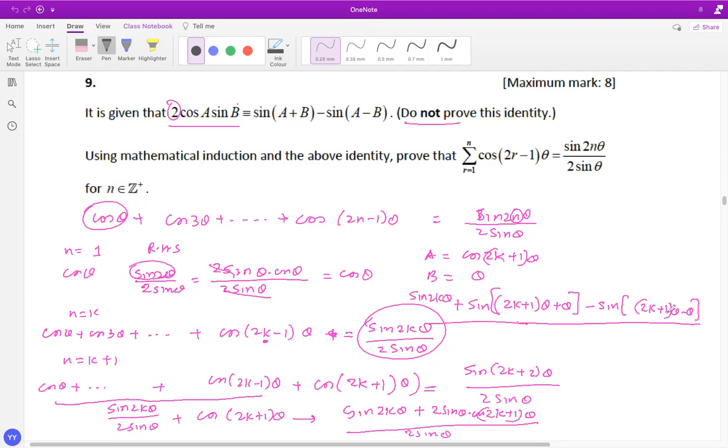Now if you simplify this, it'll be sine 2k theta itself, because plus theta minus theta get cancelled. So you got sine 2k theta, which gets cancelled with this. And of course we got in the denominator 2 sine theta. If you simplify this, you get sine (2k plus 2) theta over 2 sine theta. This is what I wanted to prove. You can see that, and just write the general statement after this.